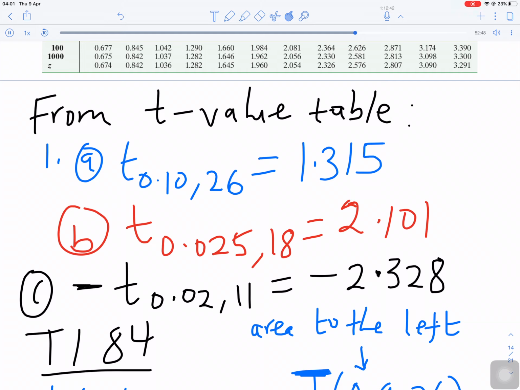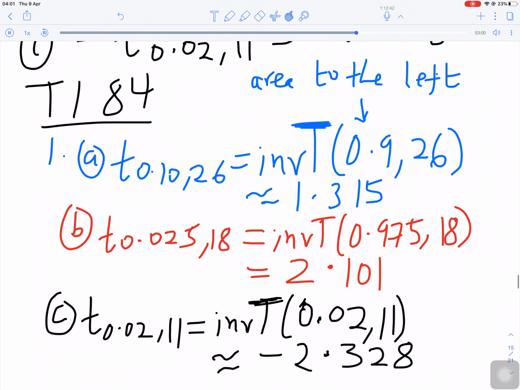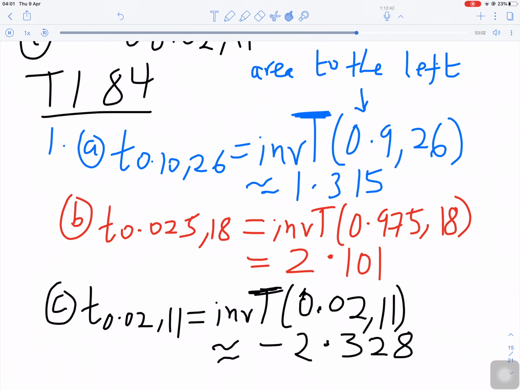Now, that is how you use the table to work around it. But in this class, you are allowed to use a calculator. Using the calculator is actually really straightforward, so we want to redo the three questions. For A, we are given area to the right to be 0.1 and a degree of freedom of 26. So the calculator function we use is the invT.